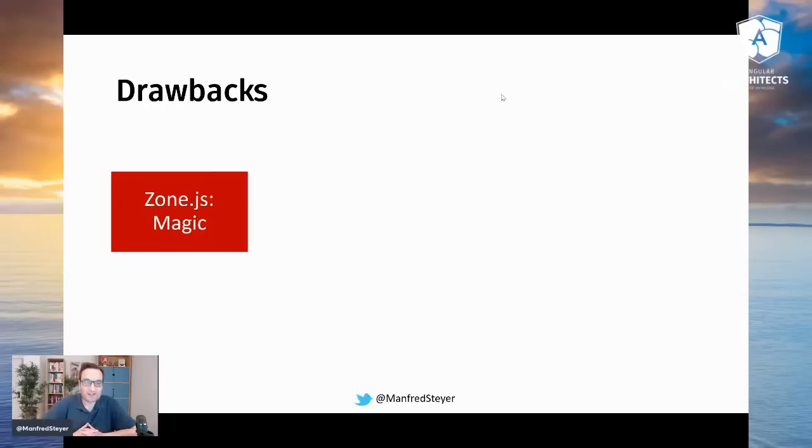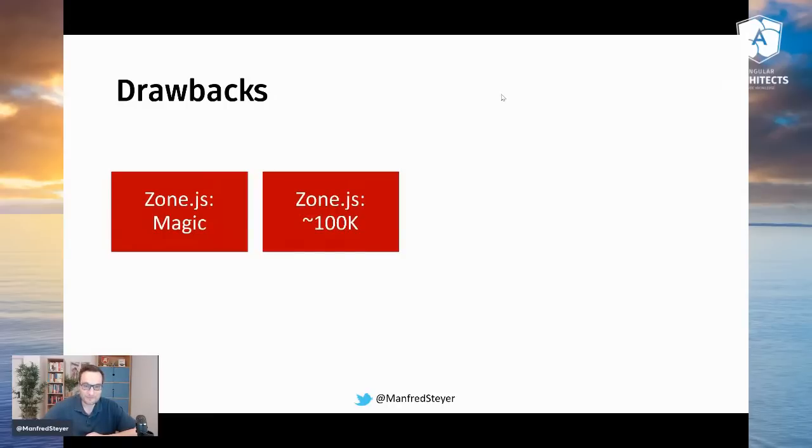One drawback is Zone.js is kind of magic, isn't it? Monkey patching all the browser objects, changing all the browser objects is kind of magic. It's somewhere on the borderline between magic and very smart. I'm not sure on which side we are. It's somewhere on the borderline, but yeah. It works quite well until it stops working, and when it stops working, we really have a bad time debugging it.